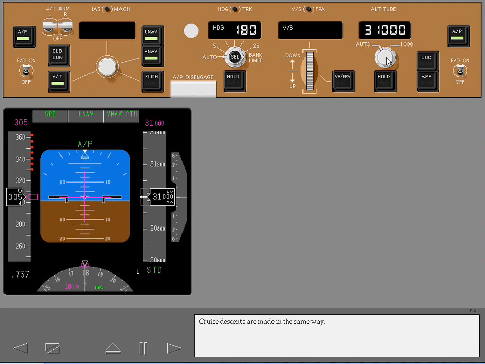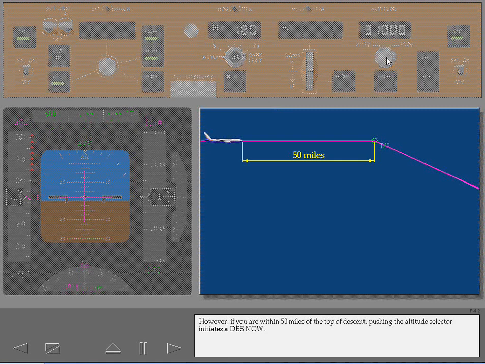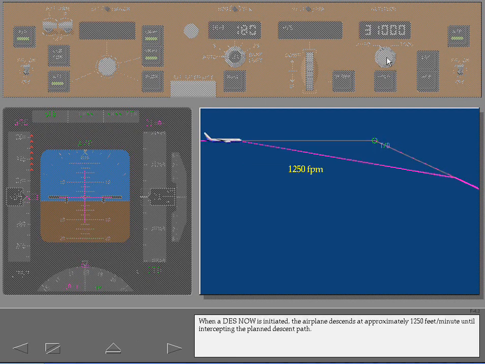Cruise descents are made in the same way. However, if you are within 50 miles of the top of descent, pushing the altitude selector initiates a descend now. When a descend now is initiated, the airplane descends at approximately 1,250 feet per minute until intercepting the planned descent path.